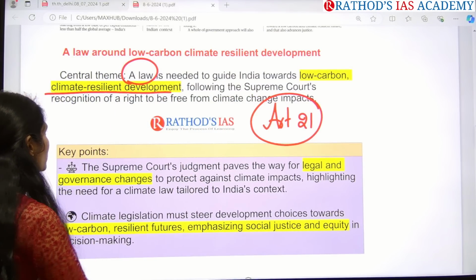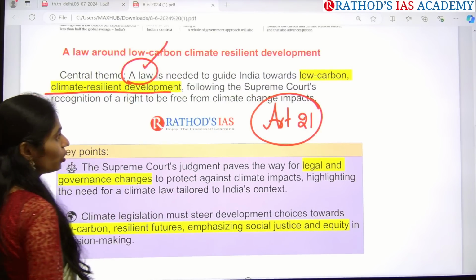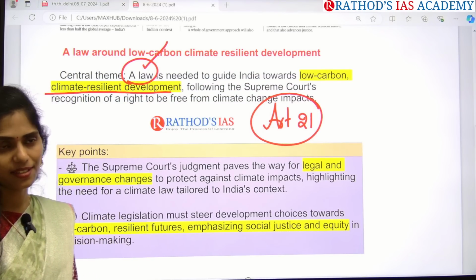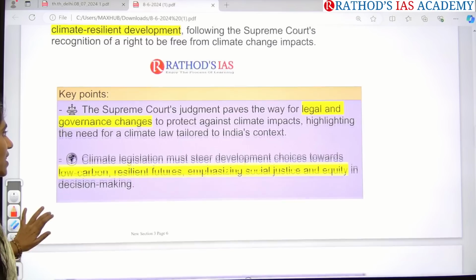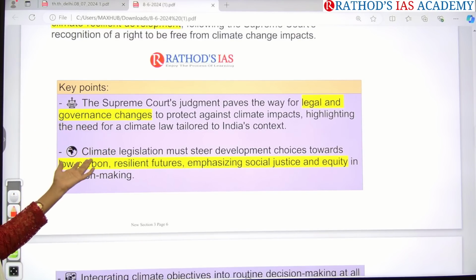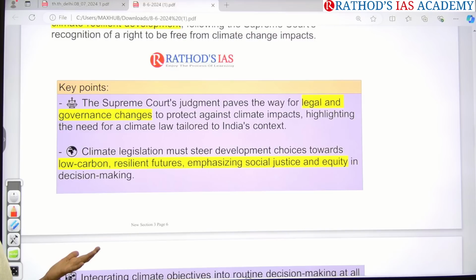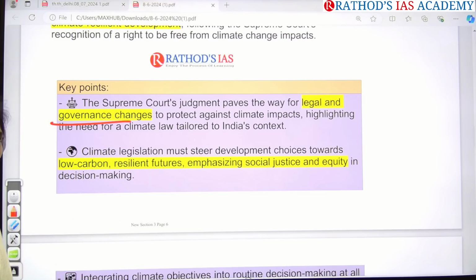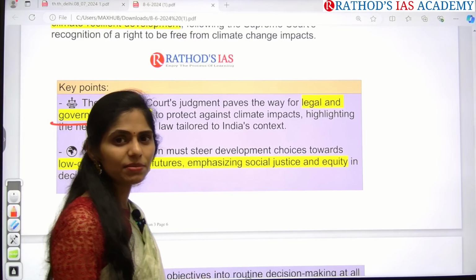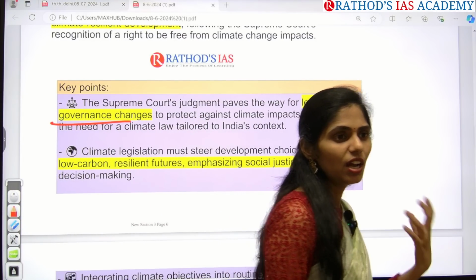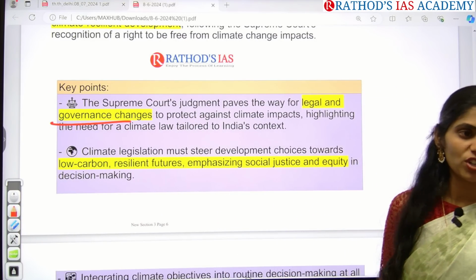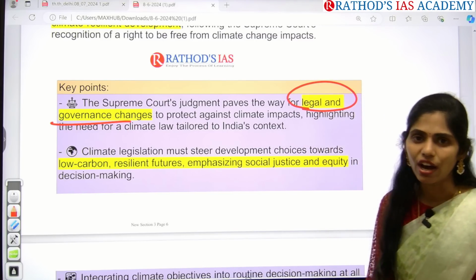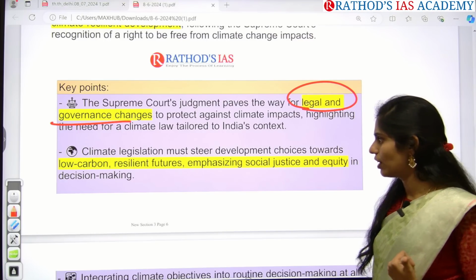So in this context, now we need a law to guide how we can get this low carbon climate resilience. Okay, so if you see the key points, it says that the recent Supreme Court judgment paves a way for legal and governance challenges. Yes, the Supreme Court said that it comes under fundamental right under Article 21, but where is it written? People will be asking questions, right? Because of this, we need to come up with legal as well as governance challenges. So it is one important thing that we have to focus on.